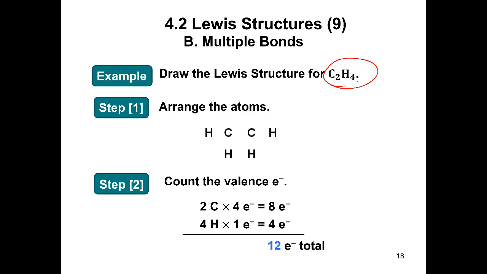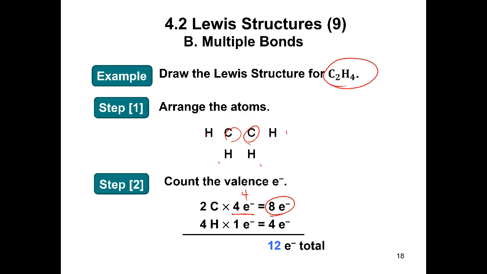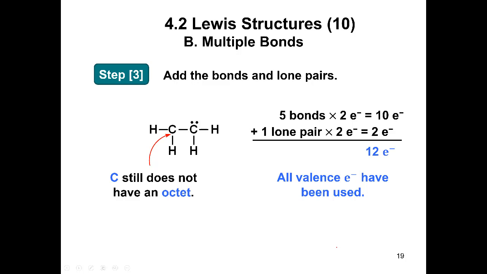Then we count valence electrons. We have 2 carbons, so 2 times 4, because that's in group 4, is 8. And then we have 1, 2, 3, 4 hydrogens, and each hydrogen has 1 electron, so that's 4. So I have a total of 12 valence electrons. Then I'm going to put the bonds in between each 2 atoms. So 1, 2, 3, 4, 5. So 5 bonds times 2 electrons is 10. So I have 2 electrons left over.